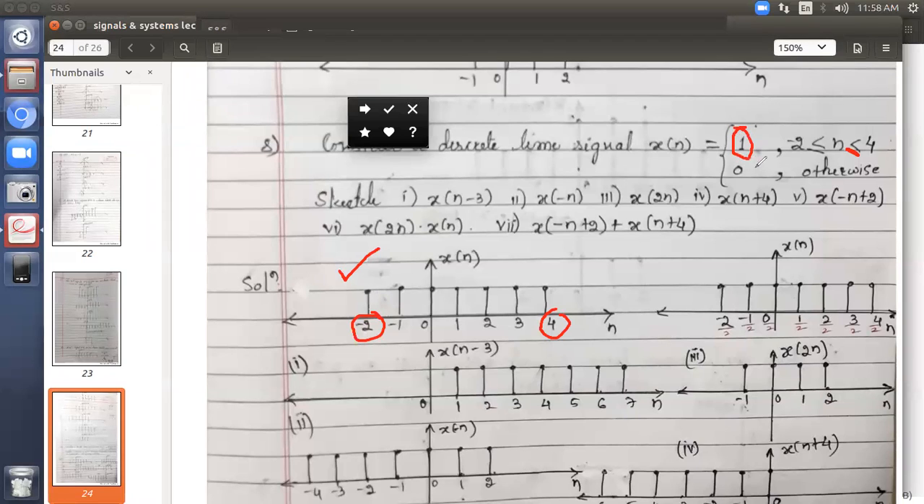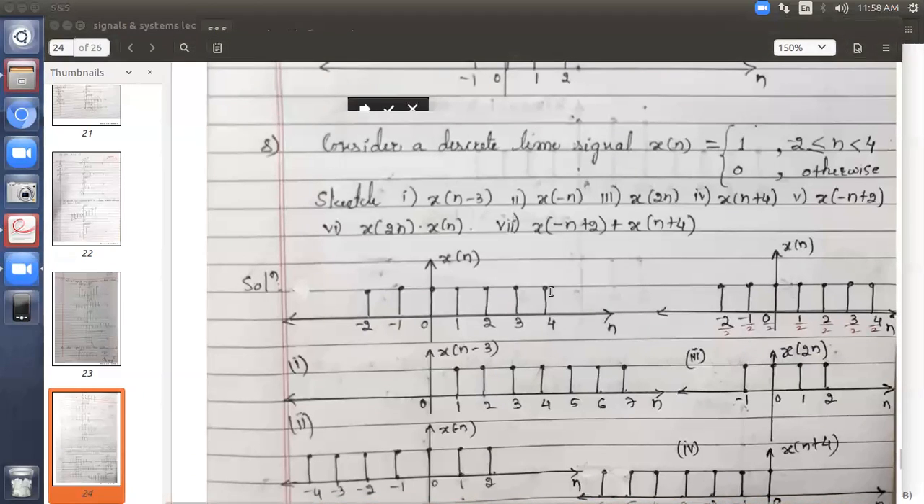And what is the next condition given? Otherwise. Otherwise means accept this range, whatever time you have in the complete horizontal axis. For all other values, it is 0. After 4, you have 5, 6, 7, 8, 9, 10 up to positive infinity. Before -2, you have -3, -4, -5 up to minus infinity. For all other values, no amplitude, that is 0. So this is how we draw x of n. First step is over. We have drawn x of n.